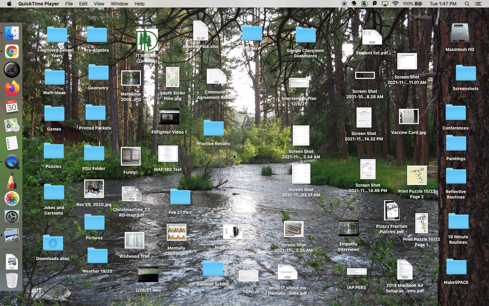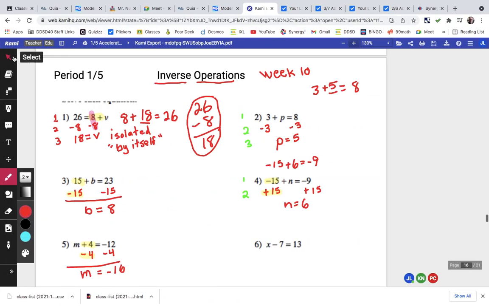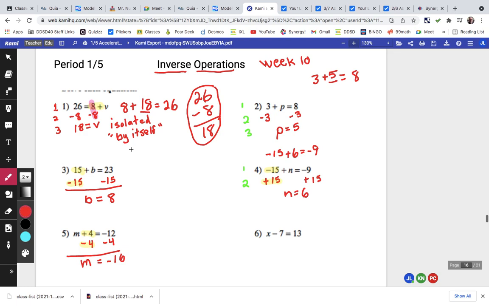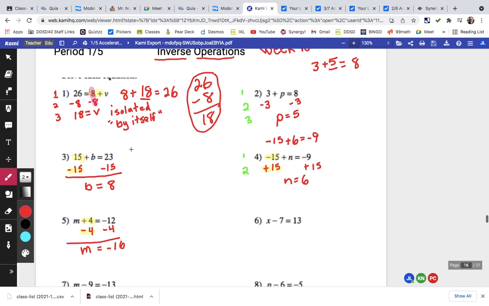This is a recap for Tuesday, November 30th. In class today, we talked about inverse operations. This is period 1. I'll just solve a few more of these for you. And to solve equations, we think of these as kind of a mystery.